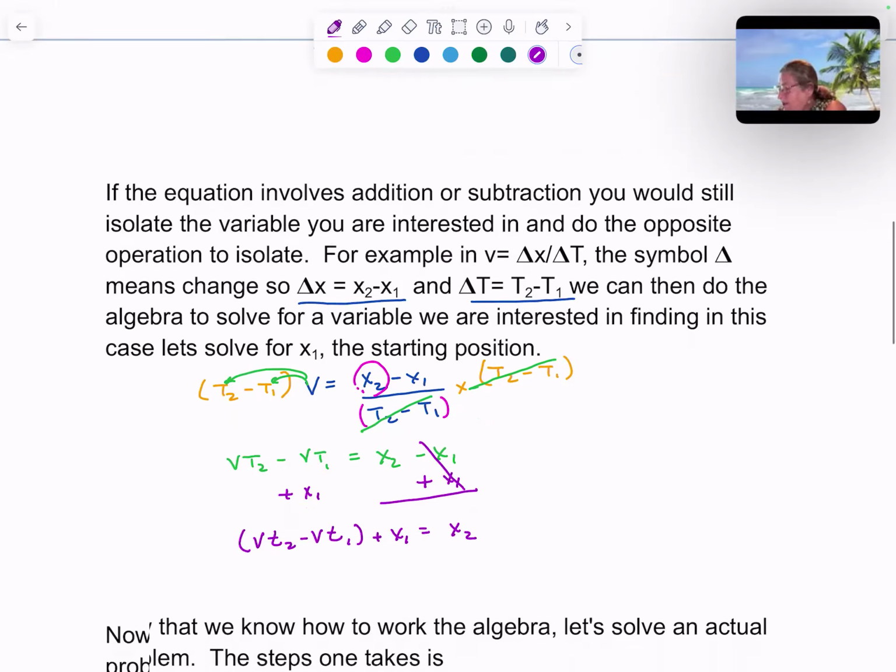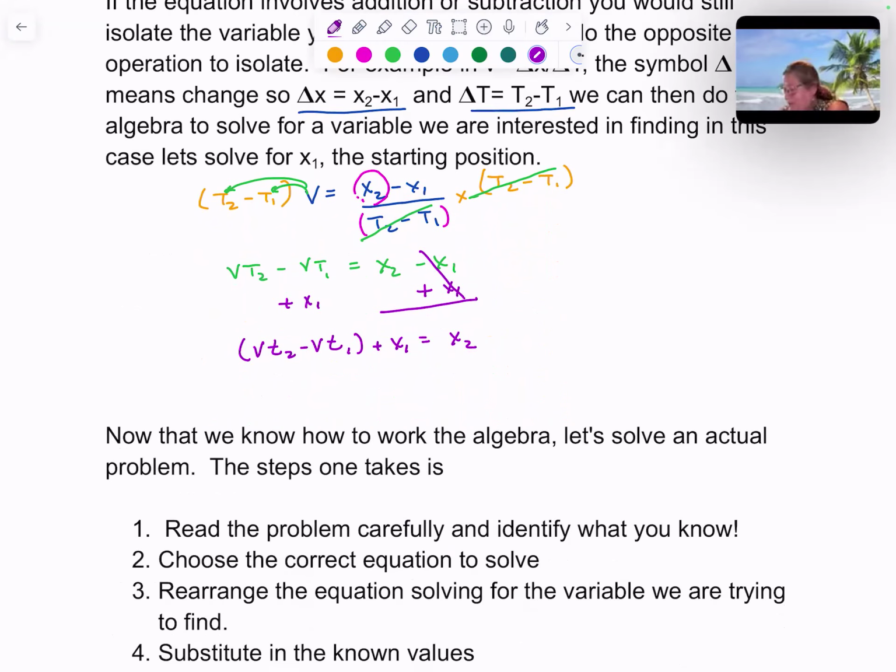Now let's try one from, oh, sorry. I was about to say we're going to try one from chemistry, but that's our example later. So let's look at how to work the problems with the algebra.